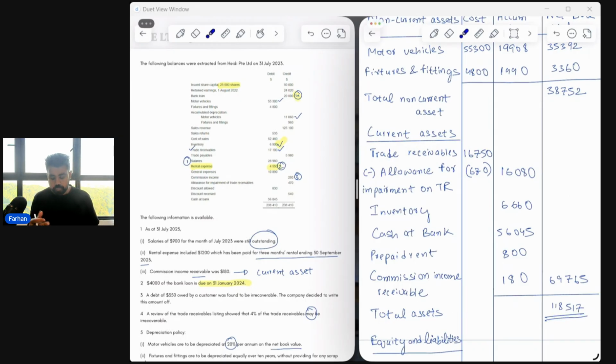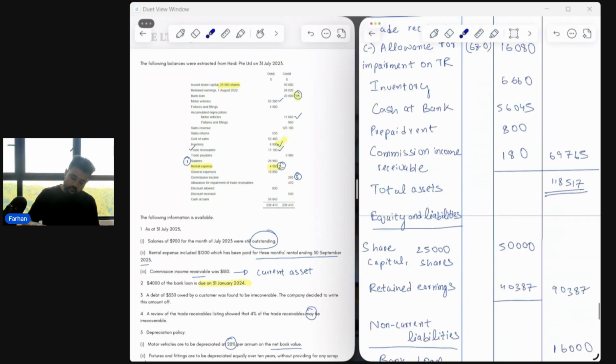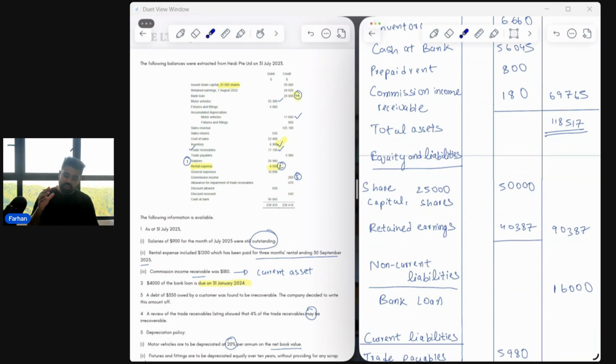That is added to the total of non-current assets to give us total assets of $118,517. Okay. Now we show the equity and liability section, starting with the equity. So first of all, we are showing the share capital, 25,000 shares, which is the very first balance given in the list, and that is $50,000.